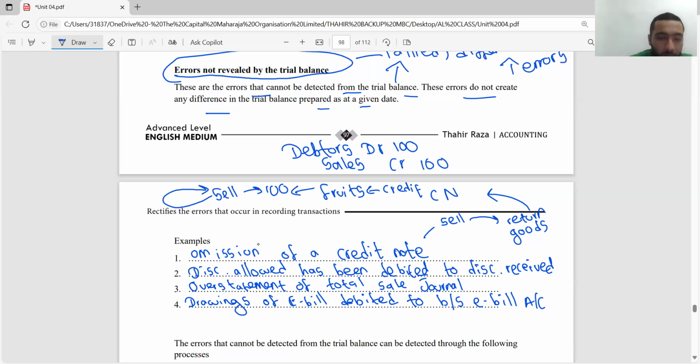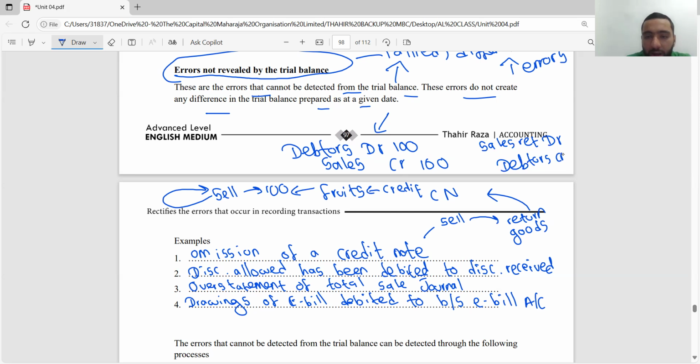Right? Then what are you going to do? Right, you have to do the reverse of this entry. So sales, you put sales credit, you put sales return, you put debit, and then debtors, what do you do? Debtors you do as credit. Right? Simple, no? Did you understand? Sales return debit, debtors credit.